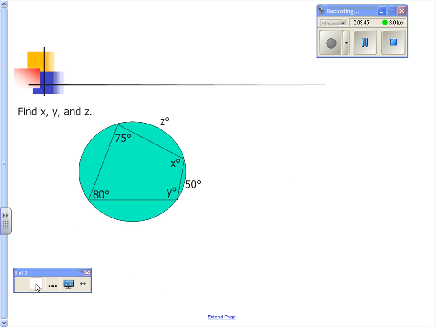Okay, so we want to find x, y, and z. Is x 80? These angles, what do we know about them? Yeah, what do they do? So 80 plus x equals 180. So what does x have to equal? Does that make sense? What do you know about y?